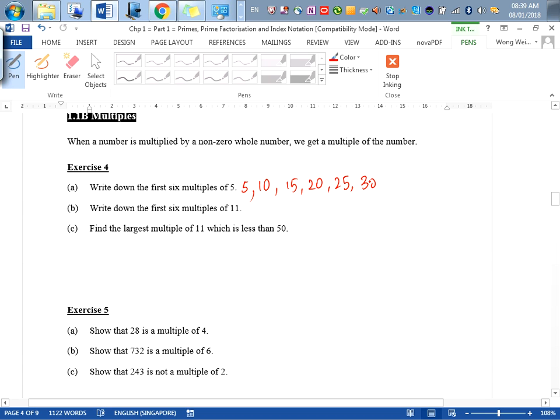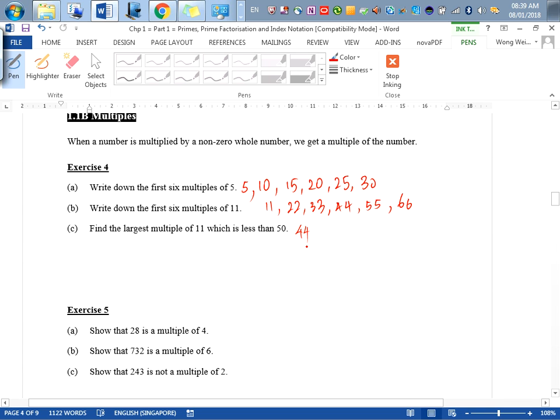Easy enough? Okay, so please make sure you have all these in your notes. Is part B a bit more difficult? No, right? It's very easy, right? Okay, let's just do it. 11, 22, 33, 44, 55, and 66. Okay, find the largest multiple of 11, which is less than 50. So what should the answer be? 44.